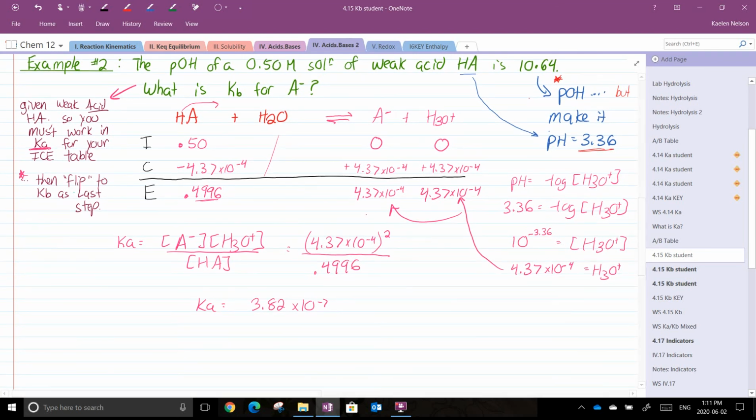And then this question actually wants my Kb, so here's my last step here. Kb is 1.00 times 10 to the minus 14 over Ka 3.82 times 10 to the minus 7, which is 2.6 times 10 to the minus 8. I have rounded to my two significant figures here, as this is my final answer, and the question is asking for Kb. And you are now ready to go on to worksheet 4.15.